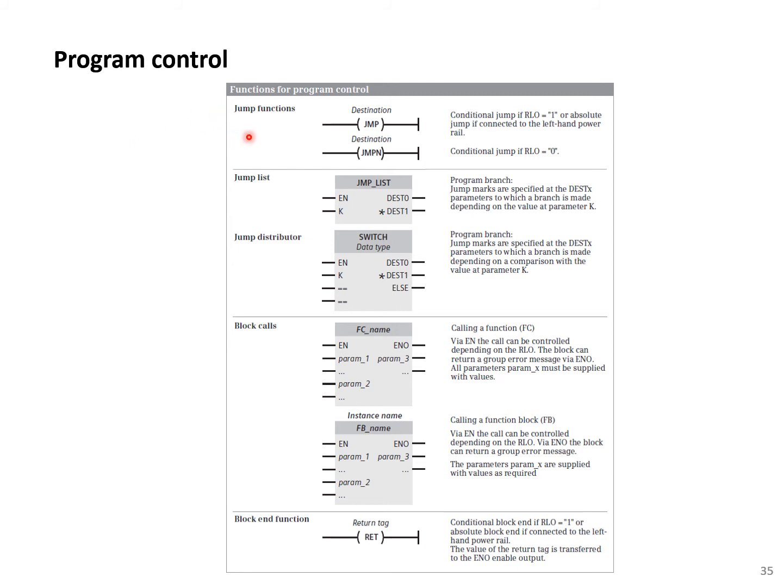How we could control the flow and the sequence of our program? Here we have jump functions, so we could jump to a specific network. Could have a jump list or a jump distributor. We could have block calls, and we could have a block end function. We'll have some of these examples or some of these boxes as we go through the example and exercises, and you will learn more about them.